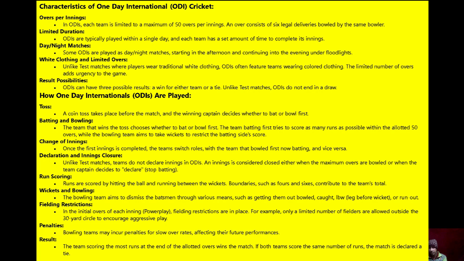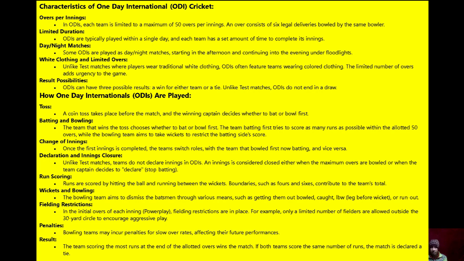So, the next topic is again related to T20, characteristics of T20 cricket. So, the first aspect is overs per innings. In T20 cricket, each team is limited to a maximum of 20 overs per innings. An over consists of 6 legal deliveries bowled by the same bowler.